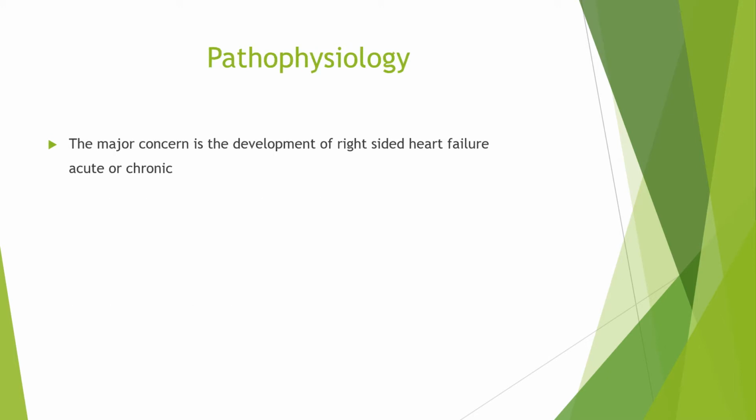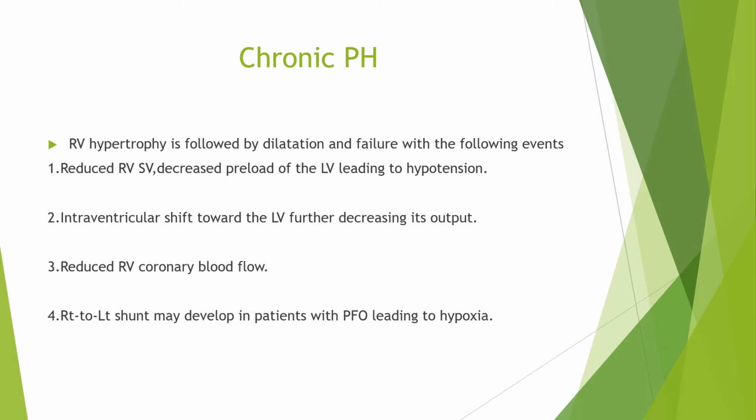Pathophysiology. The major concern is the development of right-sided heart failure, either acute or chronic. In chronic pulmonary hypertension, right ventricular hypertrophy is followed by dilatation and failure with the following events. Reduced right ventricular stroke volume, and this is the preload of the left ventricle, so the net result is hypotension.